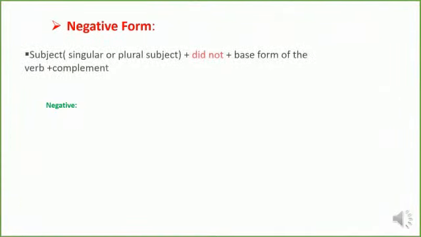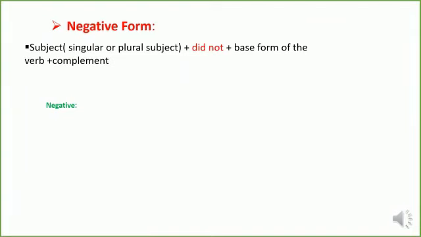What do you mean by negative form? Negative form of the sentence means adding the negative word not to the sentence. Okay? For example, here we have the subject, singular or plural, plus did not plus base form of the verb plus complement. What do you mean here, subject, singular or plural? Whatever the subject is, a singular subject or plural subject, it takes did not in the negative form of the past tense.